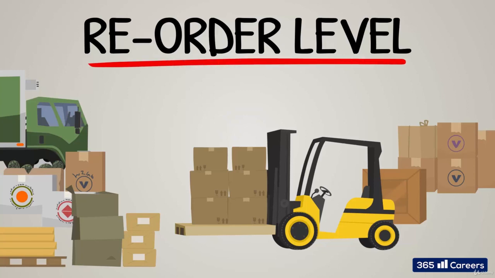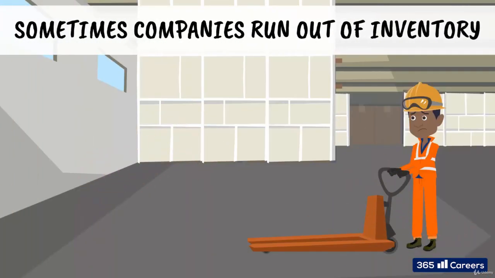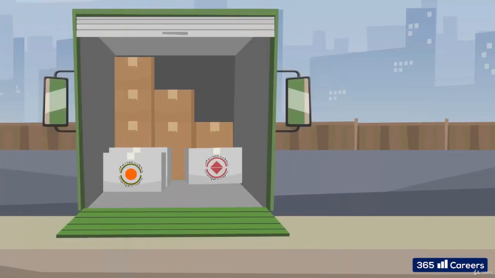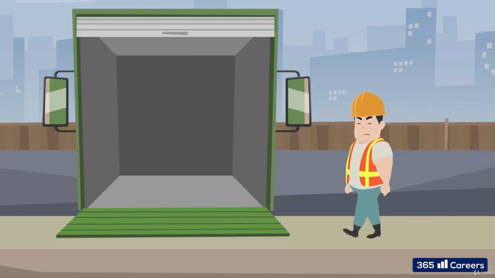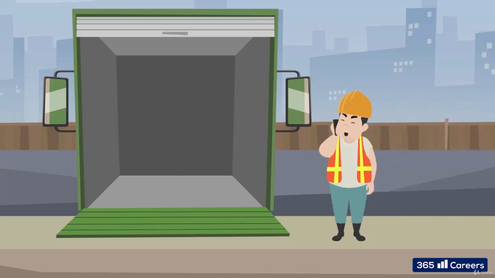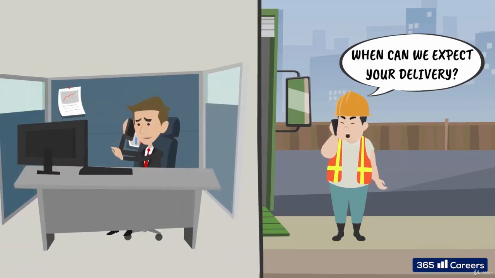Okay, here we go. The first inventory control technique we'll examine is reorder level. Sometimes companies run out of inventory and are unable to continue with the production process because the raw materials in their warehouse have been exhausted. Of course, that's something that should never happen because it hampers a company's ability to deliver goods to its clients, and therefore endangers long-term business relationships with these clients.